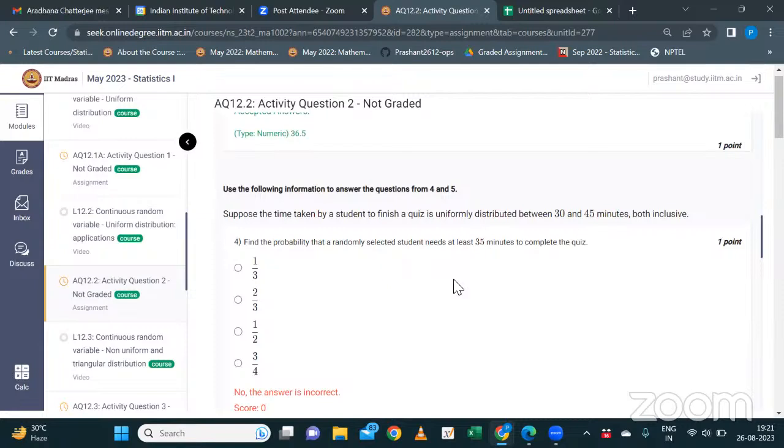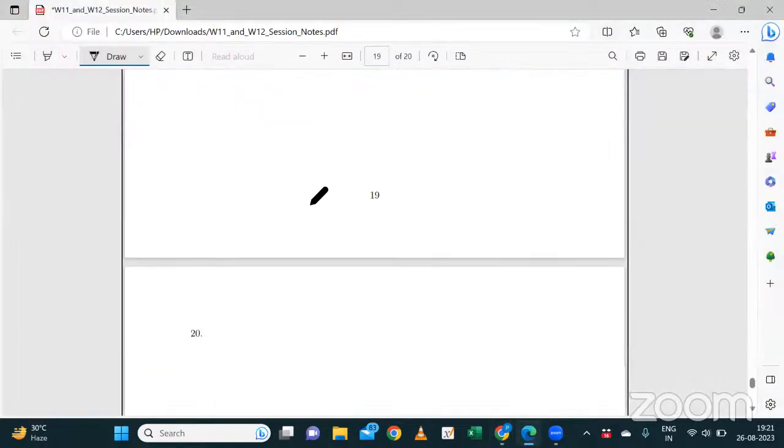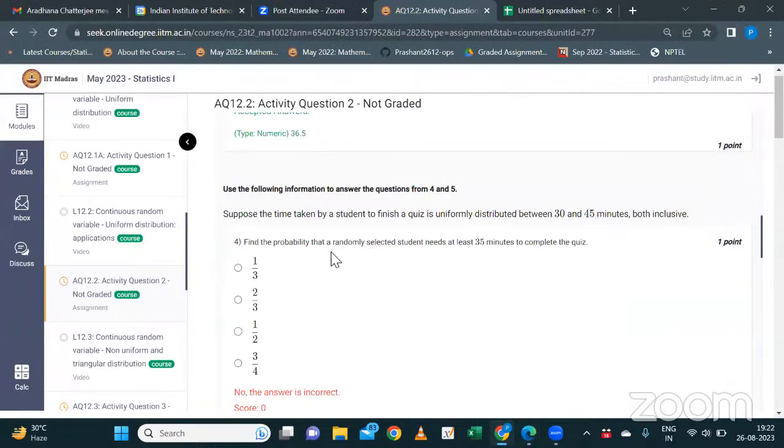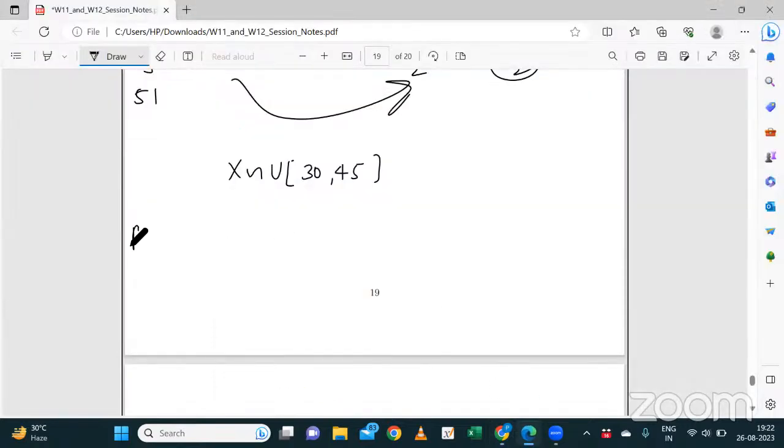Correct. Now, the question says the time taken by a student to finish a quiz is uniformly distributed between 30 and 45 minutes, right? So X is uniformly distributed between 30 and 45 minutes. This is the question and this is the information. It says find the probability that a randomly selected student needs at least 35 minutes to complete the quiz. So what is the meaning of at least 35? Greater than or equal to. So probability X is greater than or equal to 35, right? 1 minus probability.